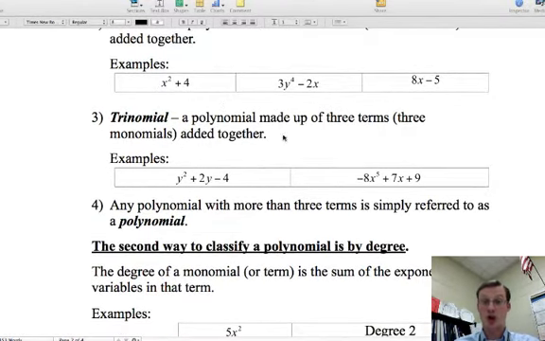We also have a trinomial. It's 3 terms, and 3 or more, 4, 5, 6, 7, all of those are polynomials.